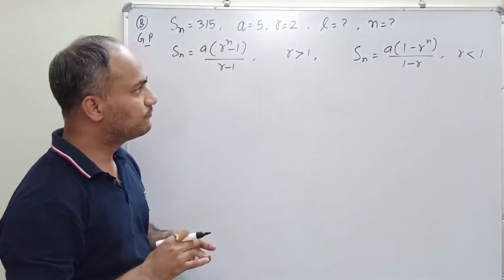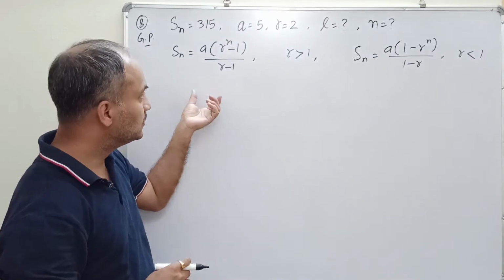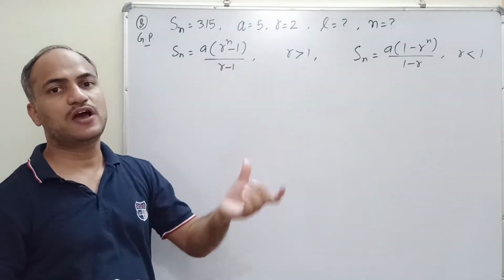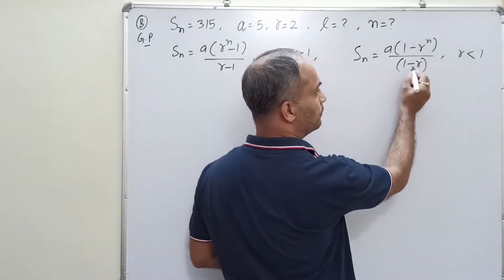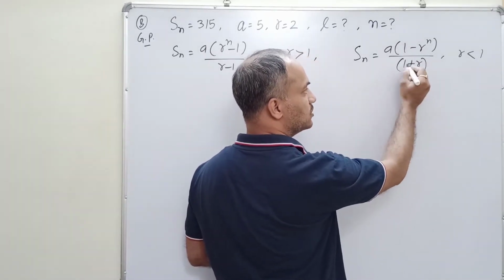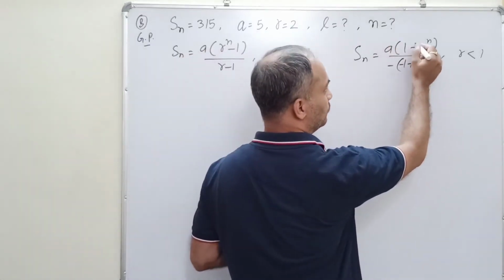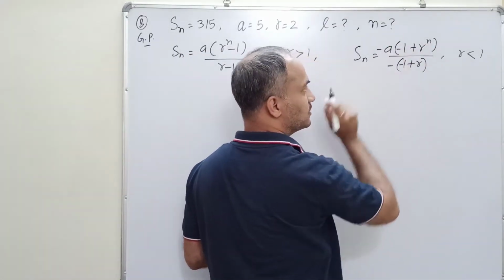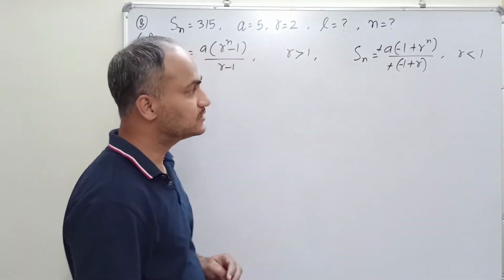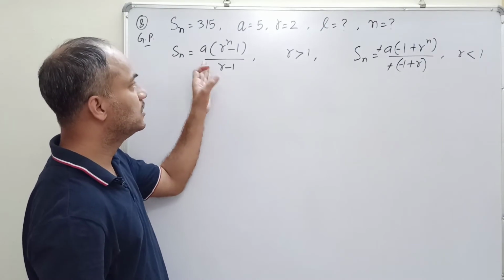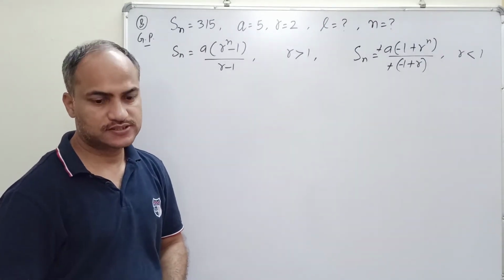What I prefer for both of these formulae is that you get the same value every time. In this formula, if you multiply with a minus sign inside and take minus common outside, the minus will cancel and the same term is obtained. So you can use this formula or that formula, your answer will always be the same.